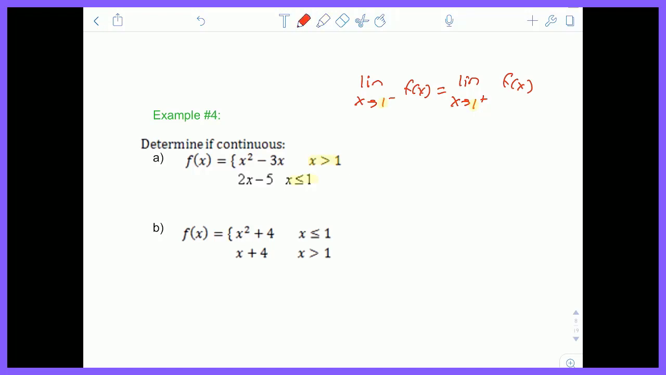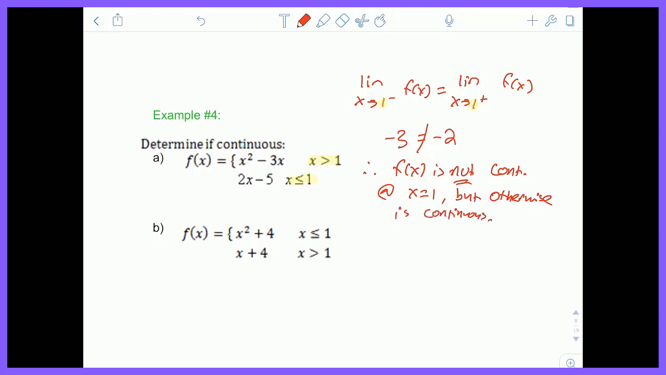So let's look at the left first. The left piece is going to be the bottom piece. If I plug a 1 in here, I get 2 times 1 is 2, minus 5 is -3. Now if I plug a 1 in the top function, that's going to be 1 squared, which is 1, minus 3, which is -2. So this is going to fail. So therefore, f of x is not continuous at x equals 1, but otherwise it is continuous.